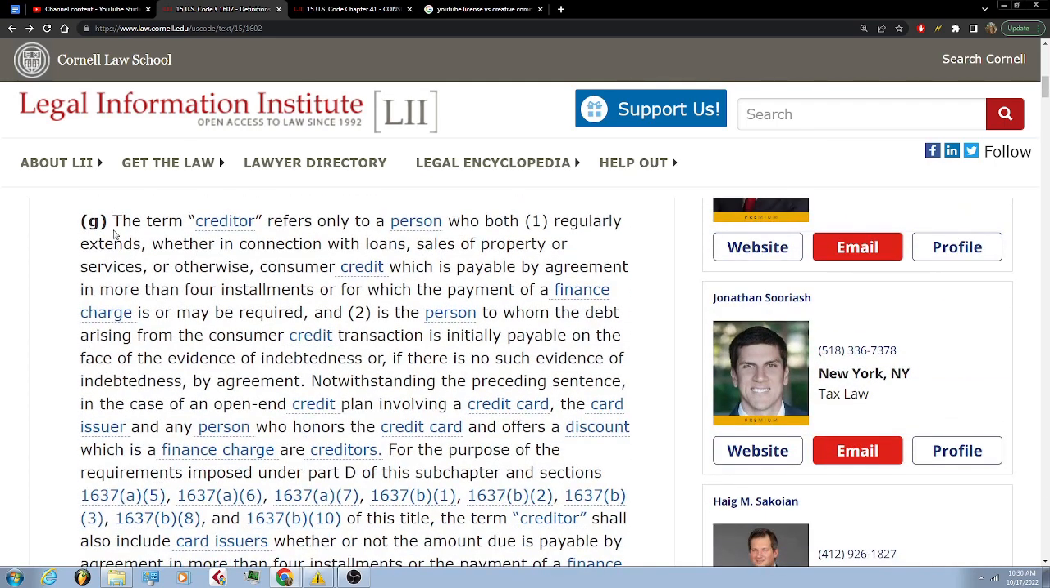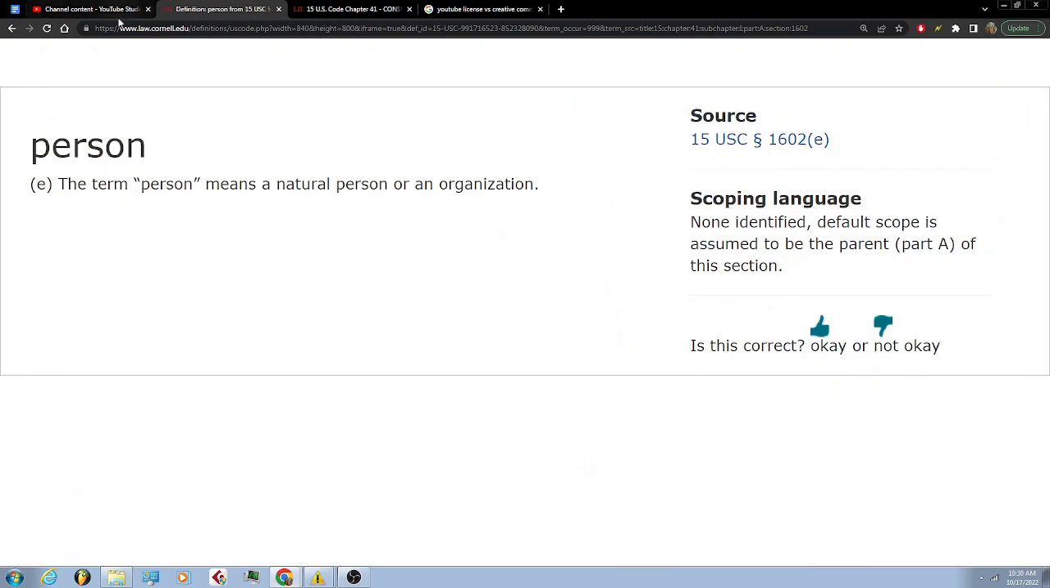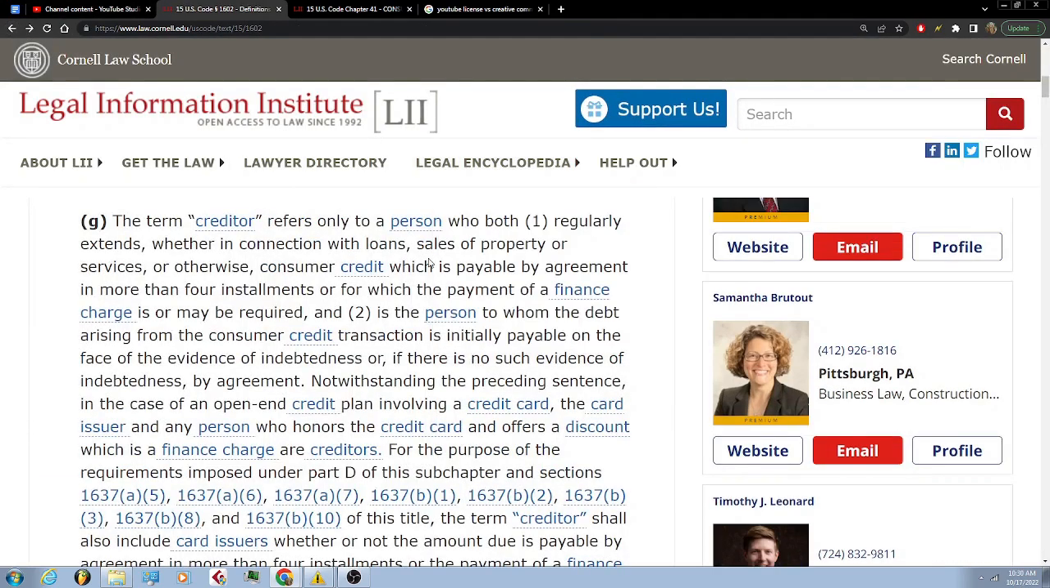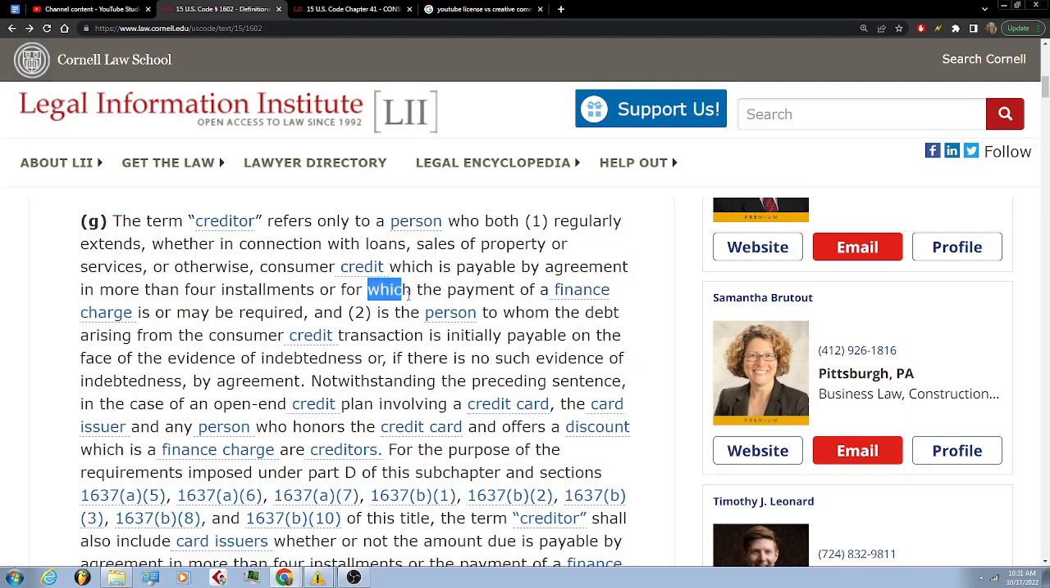I'm going to read this in sections. This is G. The term creditor refers only to a person who both, one, regularly extends consumer credit, which is payable by agreement in more than 4 installments, or for which the payment of a finance charge is or may be required.